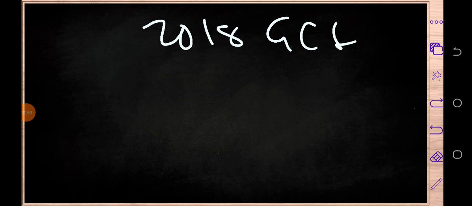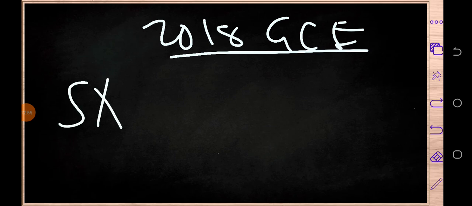Which came in 2018 GCE. Okay, here's a question. Factorize completely 5x squared minus 5.